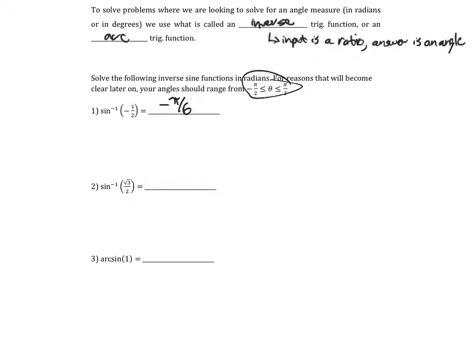Inverse sine of root 3 over 2. That would be pi over 3. That is also within the range. And then arc sine of 1. Again, remember, arc sine just means the same thing as inverse sine. So it's the same thing as inverse sine of 1. That's another way to ask it. You should be familiar with both and understand that both mean the same thing. So where is sine equal to 1? Well, sine is equal to 1 at pi over 2. All right, so those are some of your basic inverse sine questions that you could see.